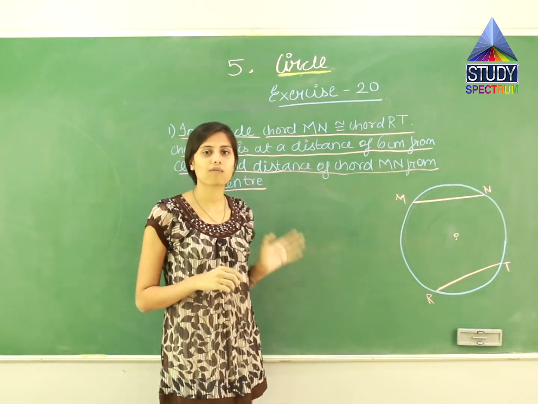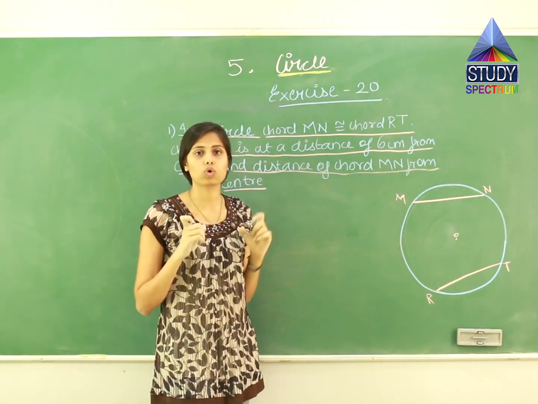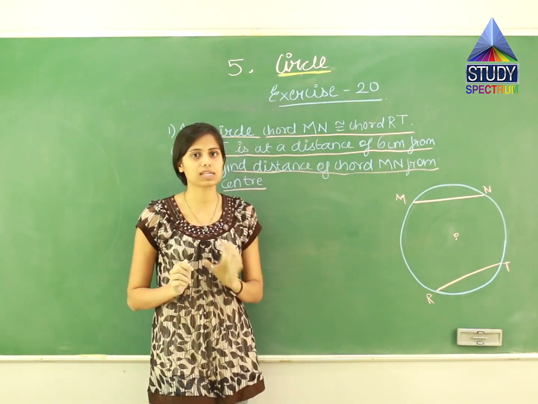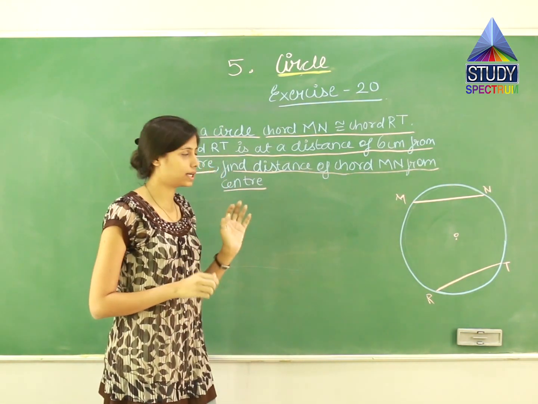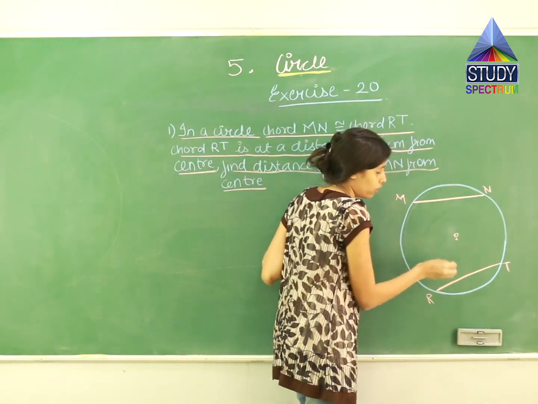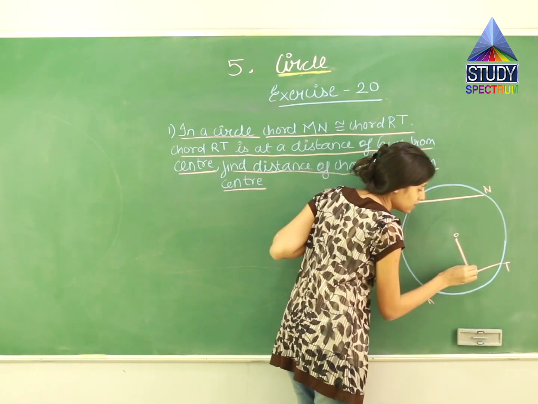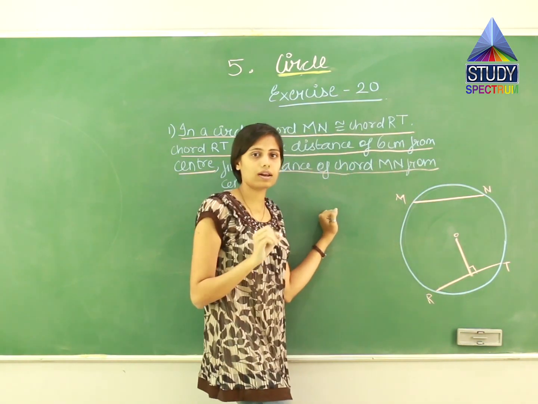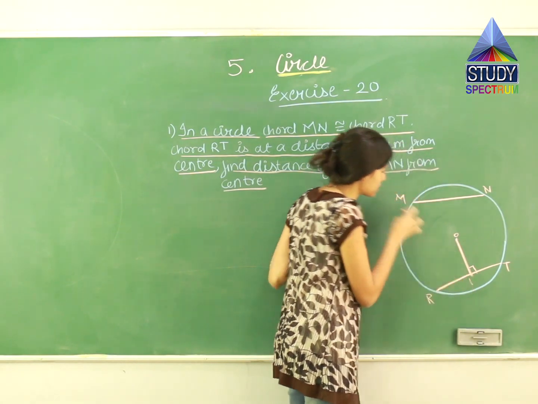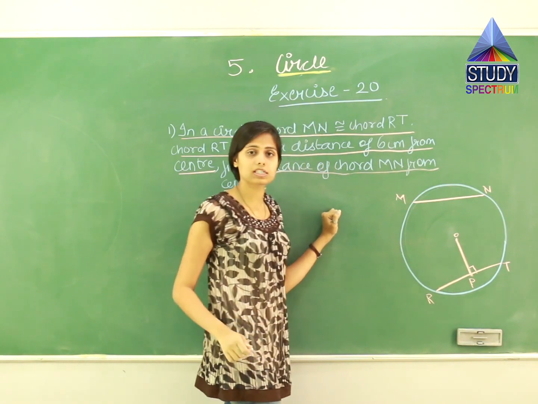Yes, just now we have learned the property of two congruent chords, the distance from the center. So let us apply this property. So let us draw a perpendicular from the center touching the chord. This is the perpendicular represented by a square angle which is 90 degree. And let us name this point P.